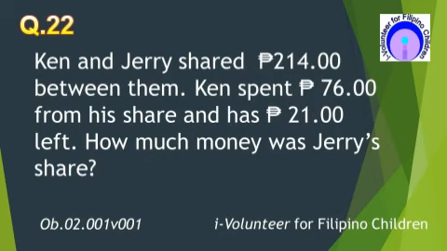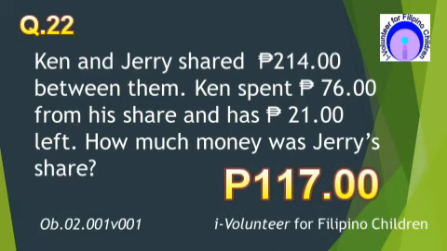Number 22. Ken and Jerry shared 214 pesos between them. Ken spent 76 pesos from his share and has 21 pesos left. How much money was Jerry's share? The answer is 117 pesos.